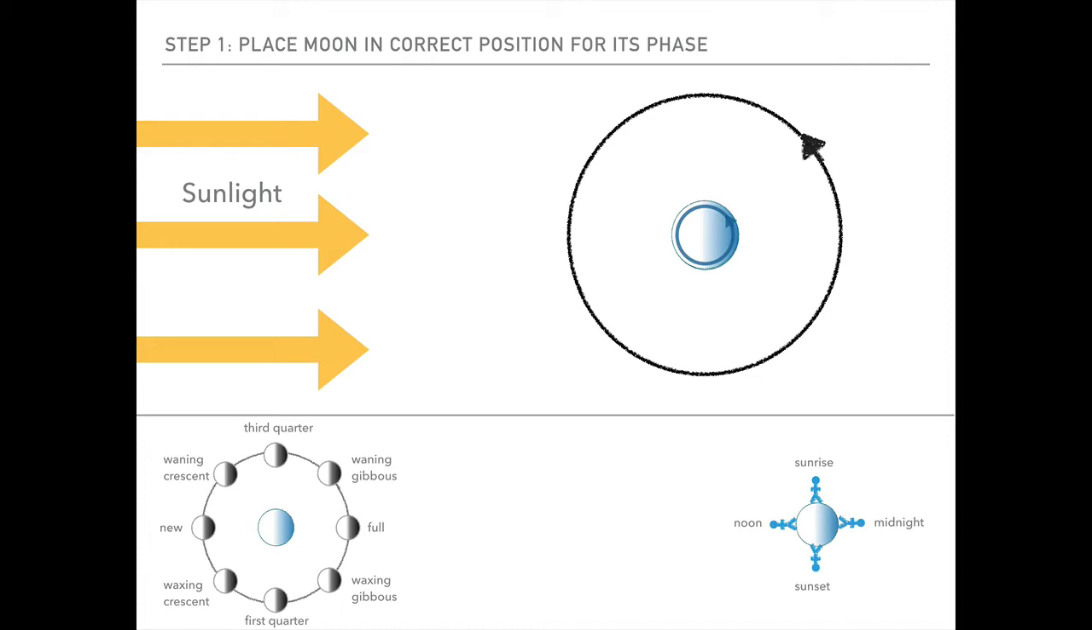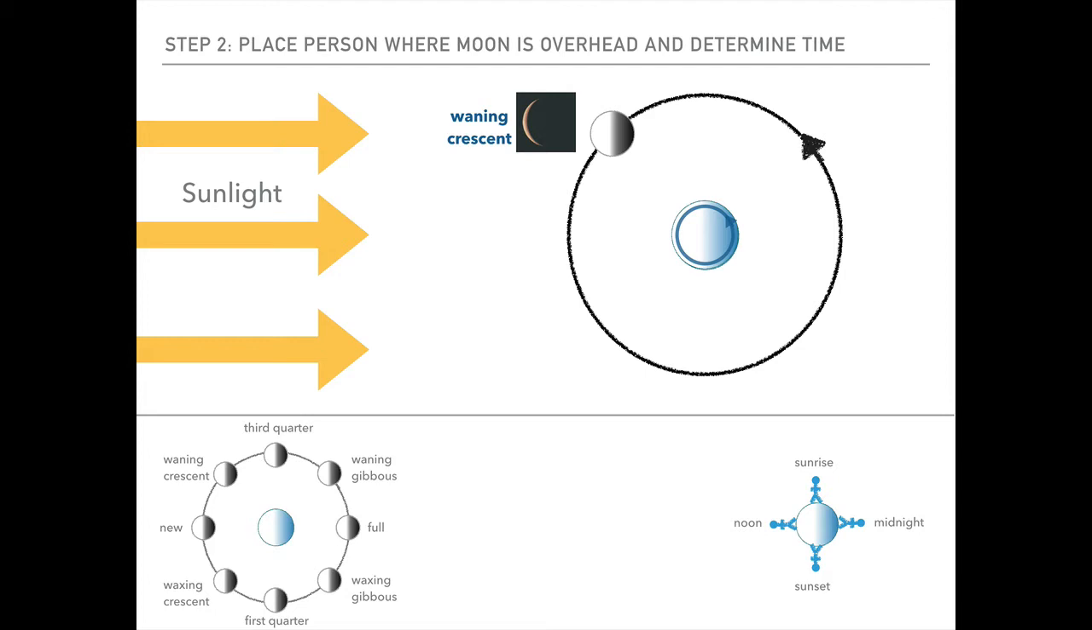Let's do one more together to summarize the procedure. We'll consider a waning crescent moon. Step 1. Place the moon in the correct position for the phase. Step 2. Put a person in the position where the moon phase is overhead and determine the time. In this case, the person is about halfway between the sunrise position, which would be about 6 a.m., and the noon position, so it is approximately 9 a.m. when the waning crescent moon is at its highest in the sky.